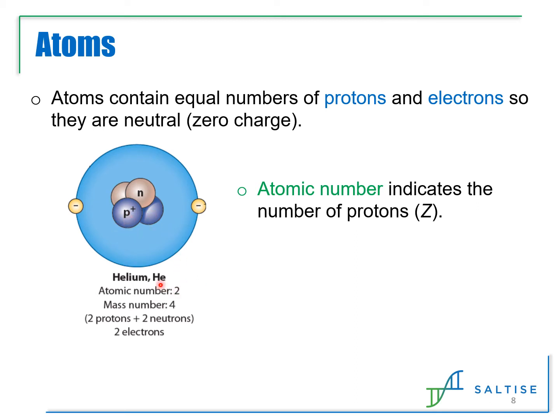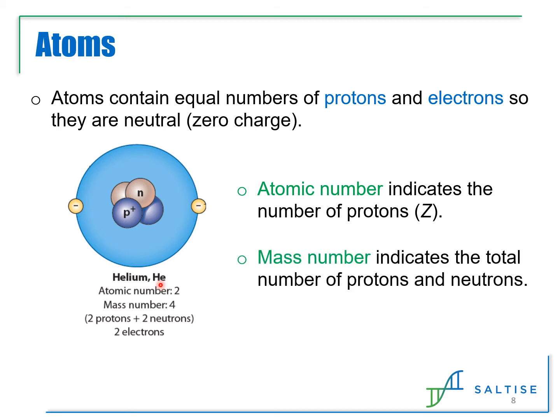The mass number indicates the number of protons and neutrons in the nucleus. For helium, it has 2 protons and 2 neutrons, and so the mass number is equal to 4. And since the helium atom is neutral, it would imply that there are 2 electrons. Right? So the 2 negatively charged electrons would be canceled out by the 2 positively charged protons, making it neutral.